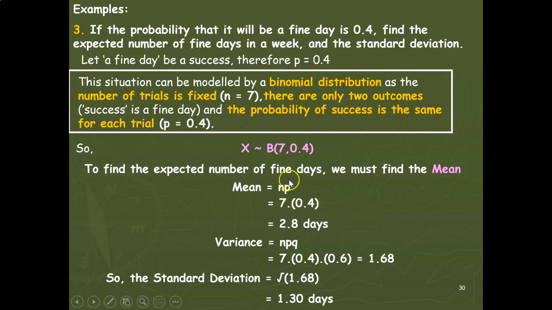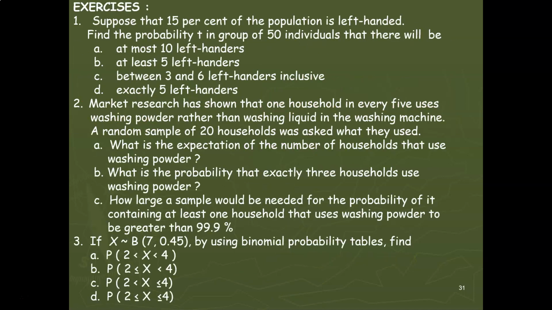So mean equal to np. You just multiply your n and p, you'll get 2.8 days. And then you need to find your variance, npq, 7 times p 0.4 times q 0.6. That is your variance. So your standard deviation, you will take the square root of 1.68, you get 1.30 days. So that's it. You need to find the expected number, which is the mean, and then you need to find the standard deviation, which is this. So that's all the examples.